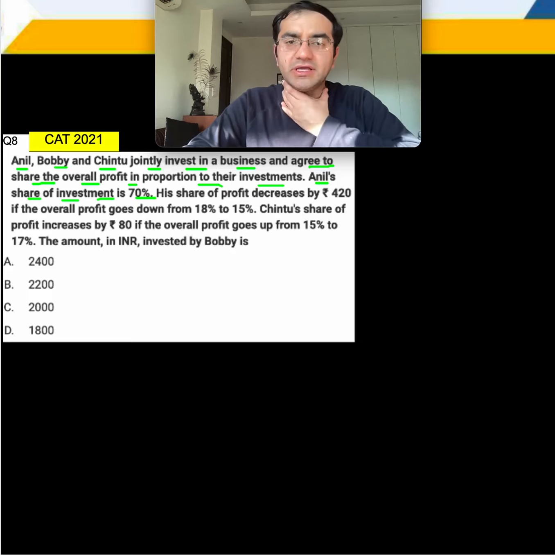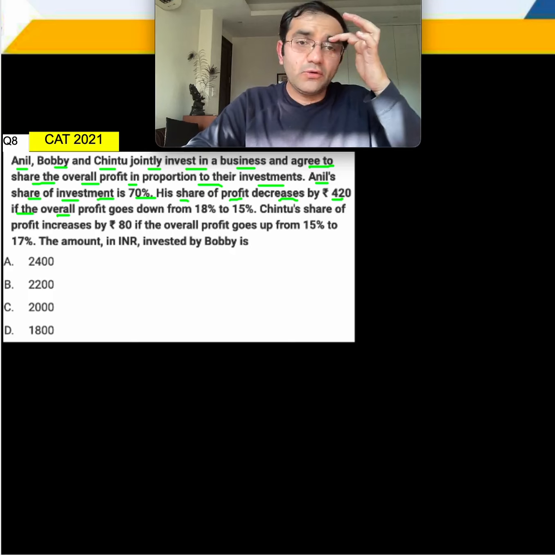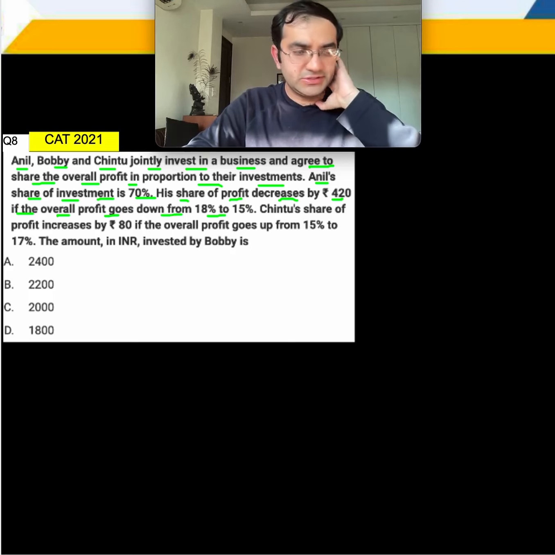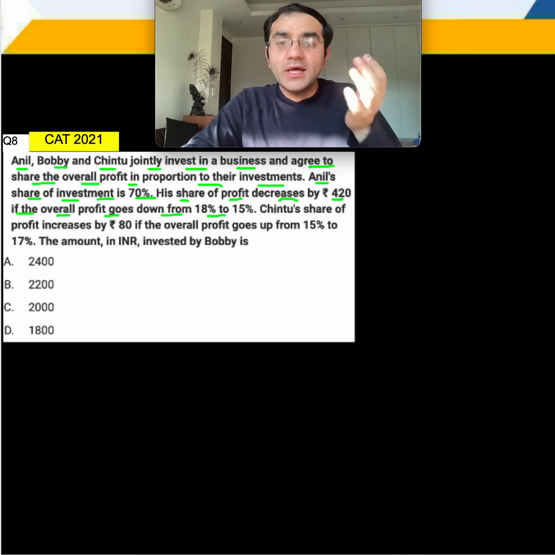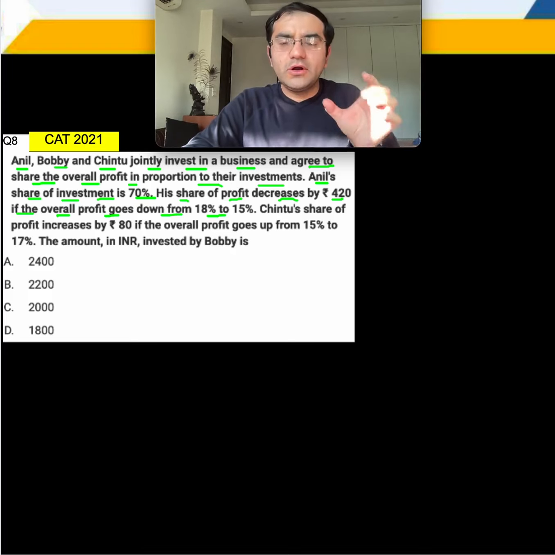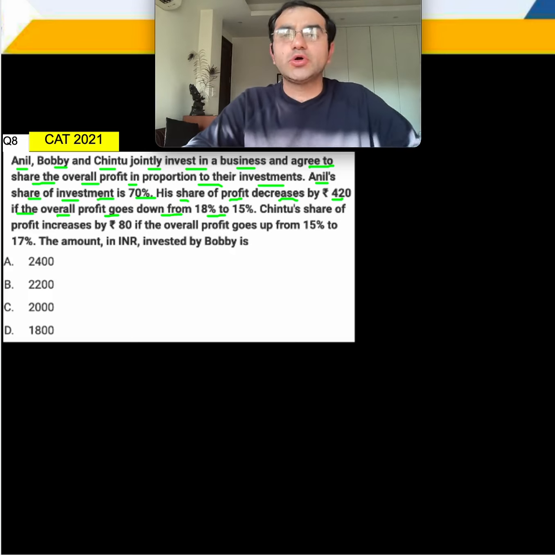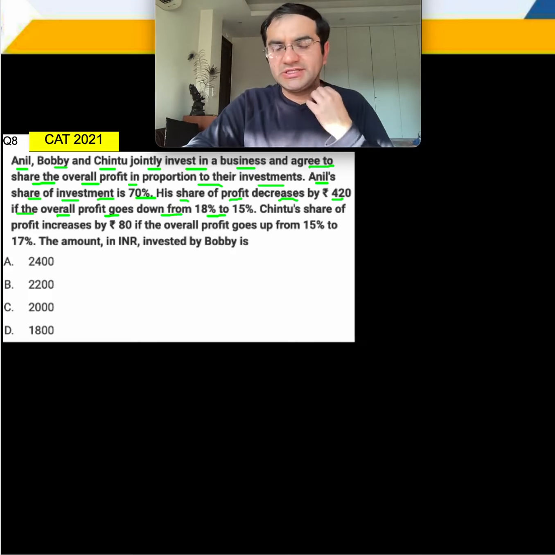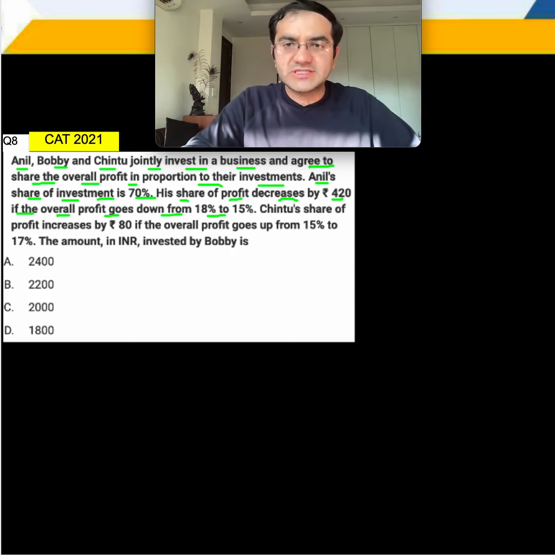Now comes the tricky part. His share of profit decreases by 420 rupees if the overall profit goes down from 18% to 15%. So how will the overall profit be calculated? What you had to realize or assume was that overall profit percentage is basically the profit as a percentage of the total investment. Okay, this had to be assumed: that profit upon investment into 100 is the profit percentage. This part was not that obvious.